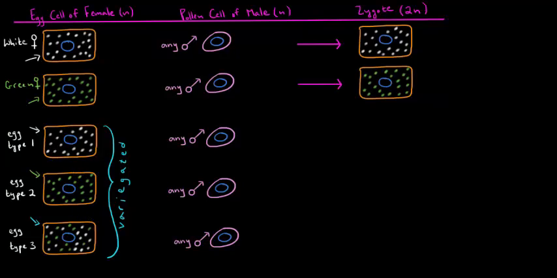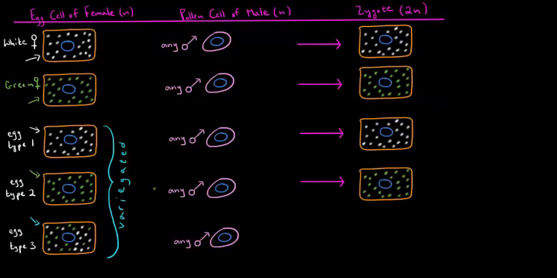Anyway, let's look at egg type 1. We cross it with a pollen cell. We always get the same result. We get a plant with only white leaves. And then we look at egg cell type 2. Whatever we cross it with, we get only green leaves.